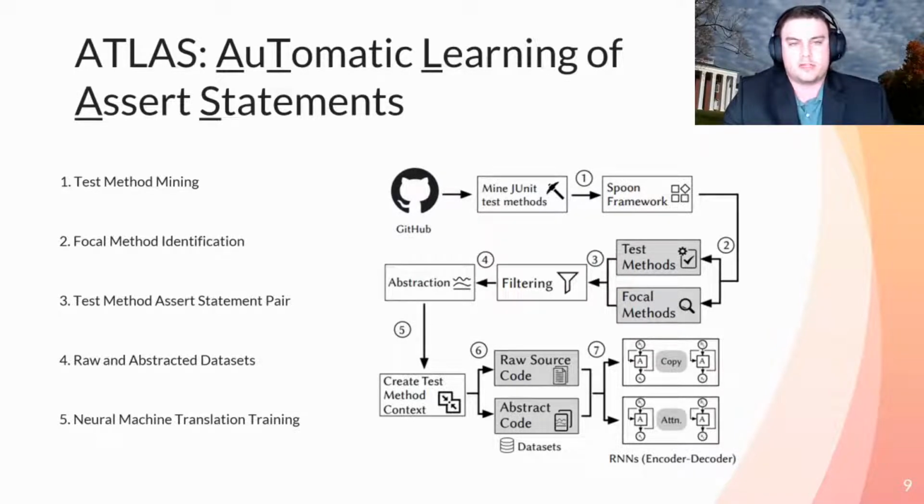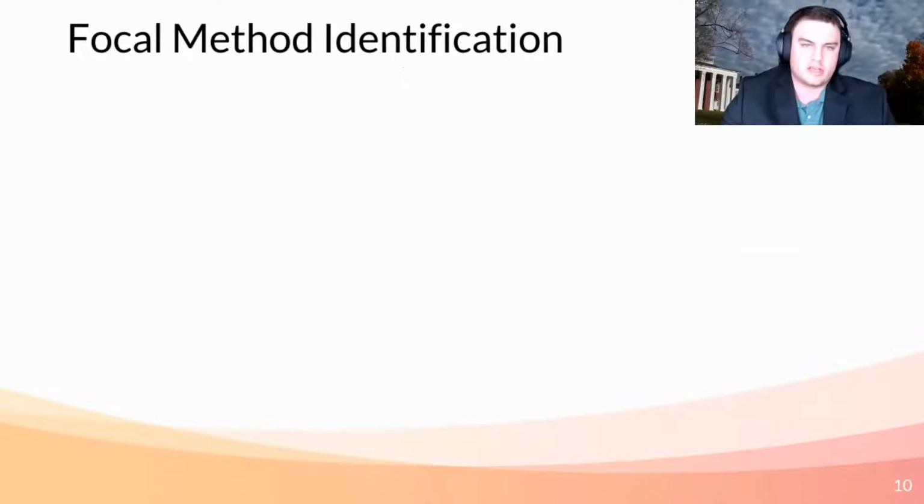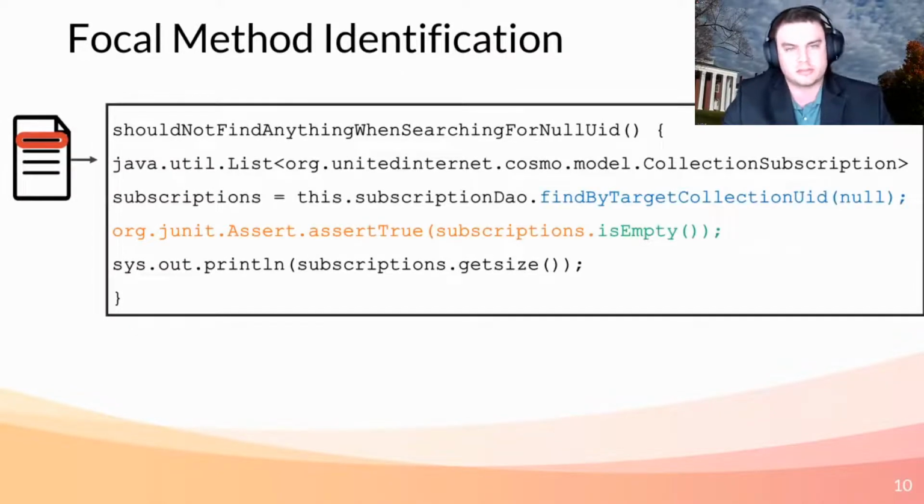Our fourth step takes a raw and abstracted data set and attempts to see which one the model learns best from. And our fifth and final step is the actual training of our neural machine translation model. So our first step is the focal method identification. Let's take this example test method.